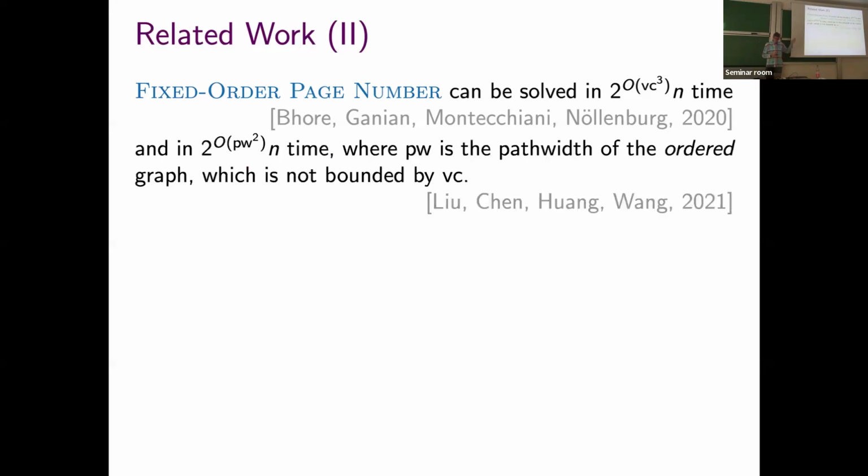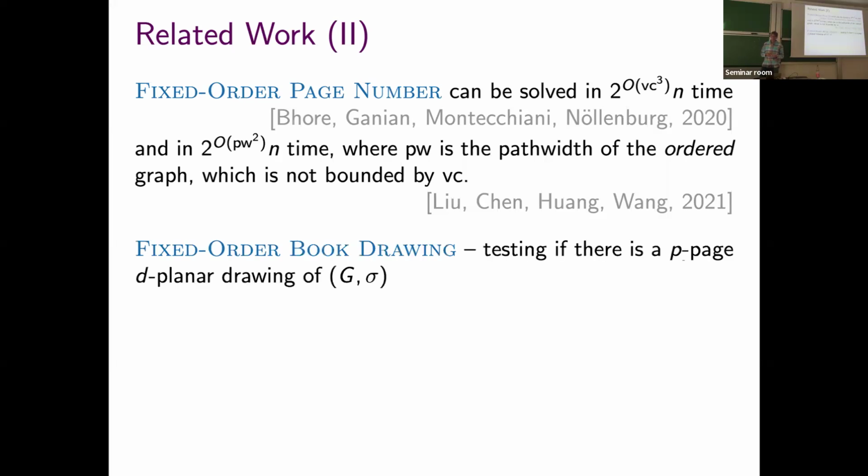Okay, and another parameter is the path width of the ordered graph, which is not comparable to the vertex cover number. So this is a different approach with a different parameter. True, doesn't work. Not known yet. Well, this generalized both, right? Yes. Path width for sure, and that is the right answer.